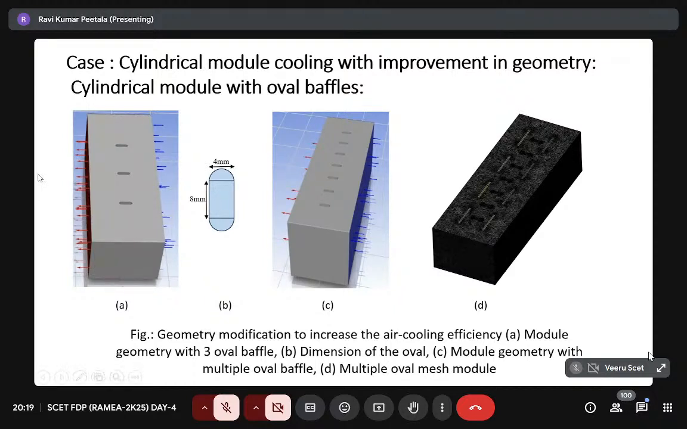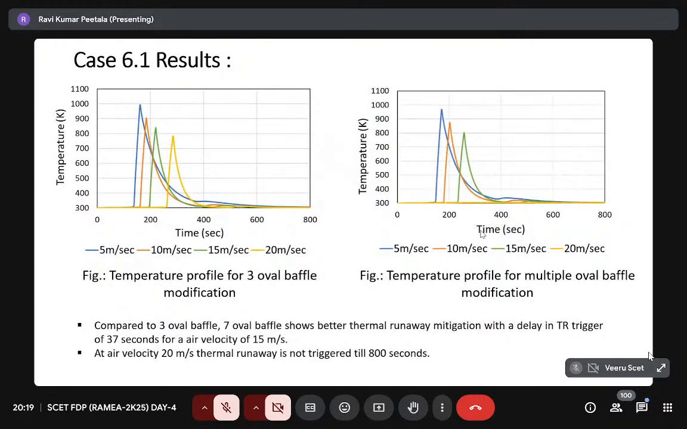Now what we did here is we keep baffle plates. Here we use cylindrical baffle plates and oval baffles in the various mid regions. We use these baffle plates so that the circulation of the airflow is more appropriate. We want to see how much I'm able to delay the thermal runaway, as well as how much I'm able to reduce the temperature, with various flow rates. That is what I did.